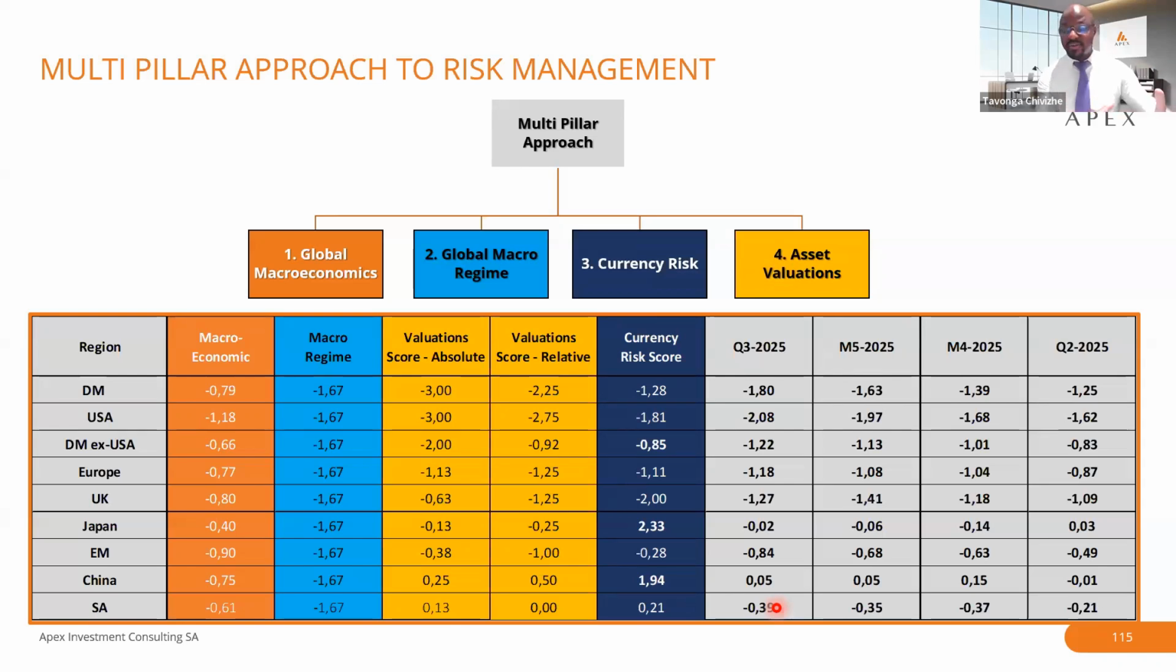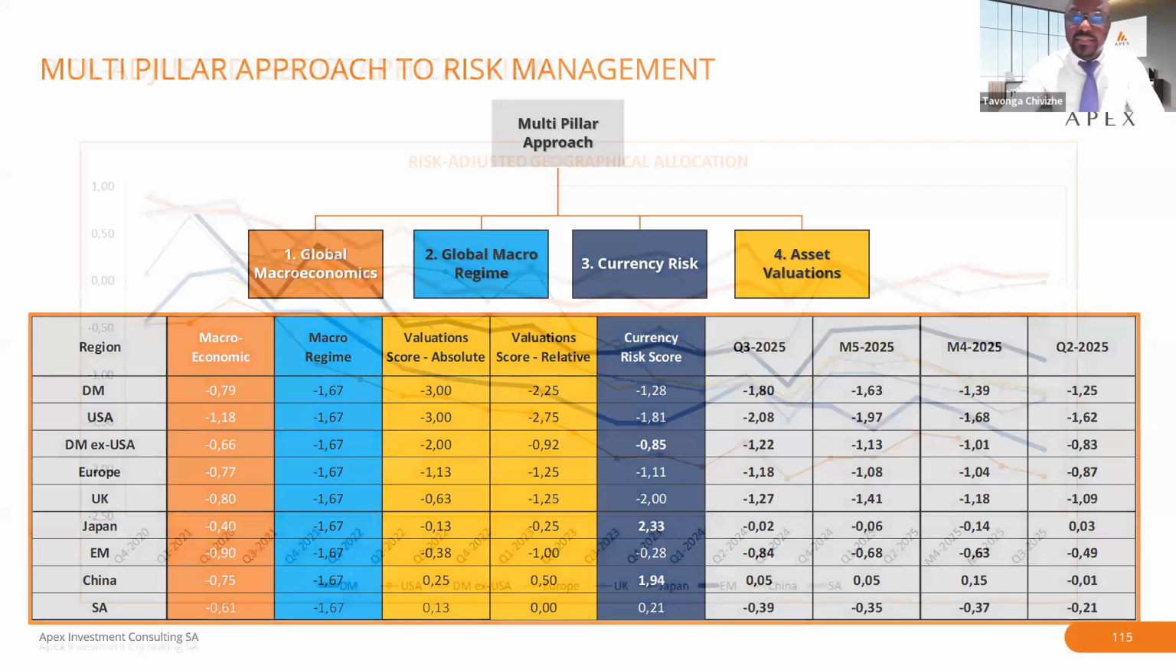So you kind of don't want to be underweight South Africa because, I mean, where are you going to take the money to? And you get a sense that if you're going to take money out of South Africa, your better bet is China and Japan. You already know where we talked about these 2 ideas earlier on.